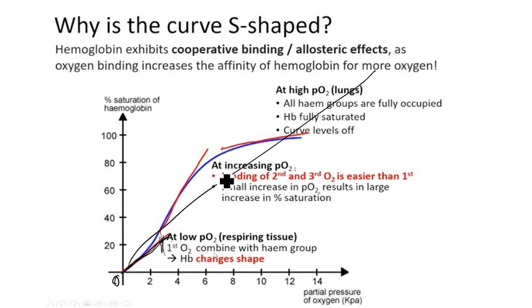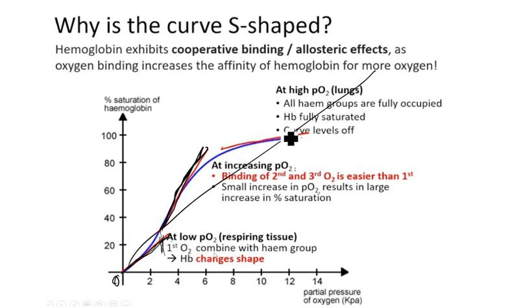Now when it moves on to the second, you can see there's an increasing PO2, because the first one has bound, so the affinity has increased. The binding of the second and third O2 is easier than the first one because the affinity has increased. There is a small increase in PO2, and this results in a large increase in percentage saturation. You can see this is another steep part. The steepness increases because at this point there is an increase in oxygen pressure within the hemoglobin.